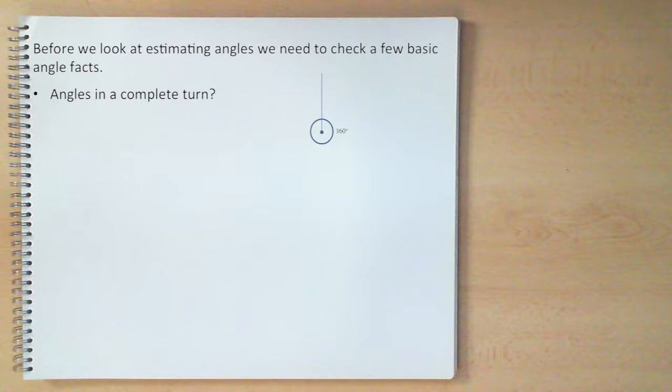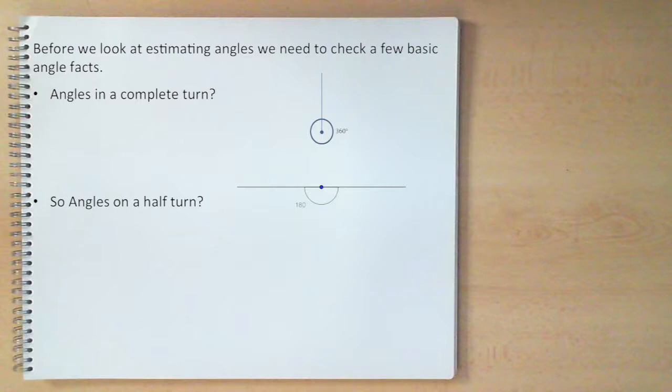The next one, which follows on directly from that, is the angle of a half turn. So how many degrees in a half turn? Well, if there are 360 in a full turn, then in a half turn it's obvious. There's half of 360, which is 180 degrees. So on a straight line, the angle is 180 degrees.